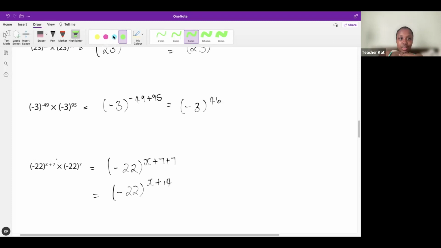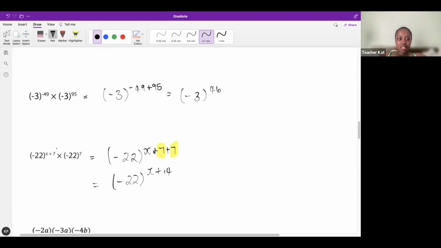Remember, here we are doing like terms, and the only like terms we have is a 7 and a 7. That x does not have a like term, it's just on its own. That x does not have a 7.